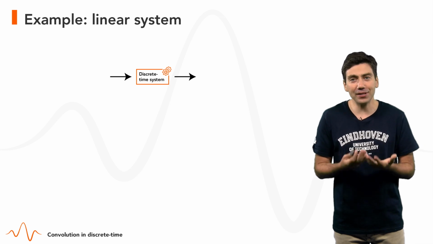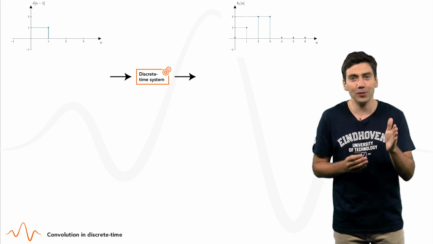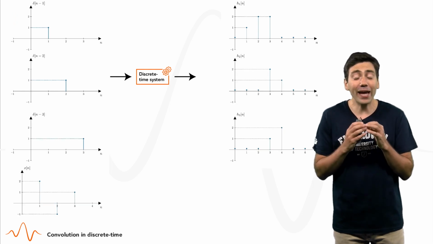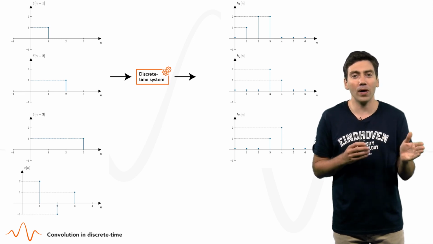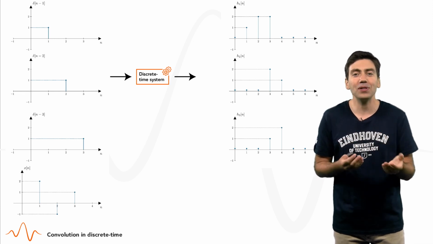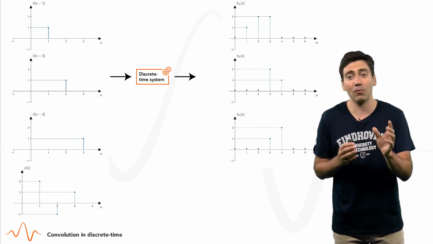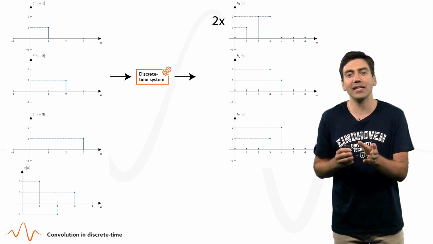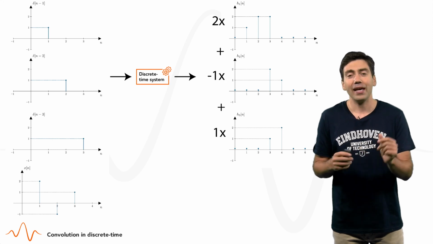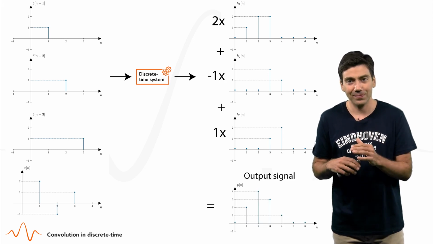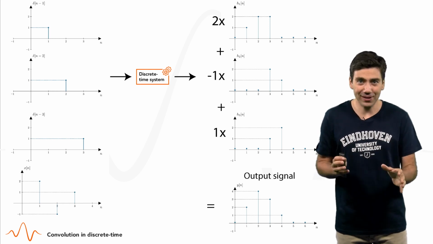If we have a linear system, and if we know the responses when we apply a Dirac at times 1, 2, and 3, then for any signal that only takes non-zero values at times 1, 2, and 3, we can compute the overall response by multiplying the value of the input signal at time 1 by the impulse response at time 1, and doing the same at times 2 and 3, and then adding all these three signals. But it gets even more interesting.